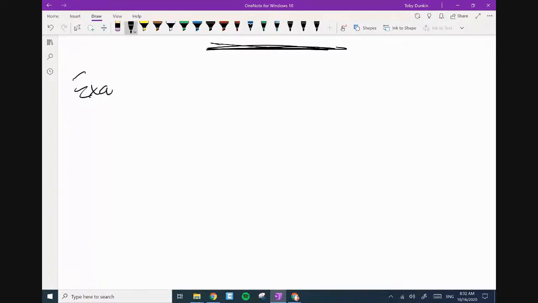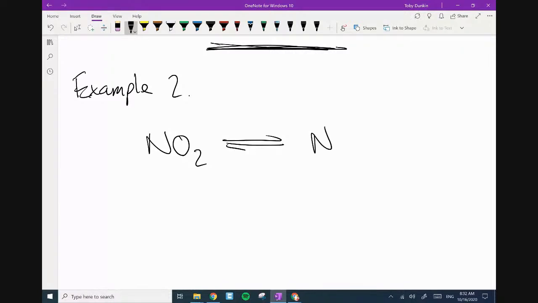Example number 2. So this is NO2 forming in equilibrium to form N2O4. And there's 2 of them. And this is a gas, and this is a gas.